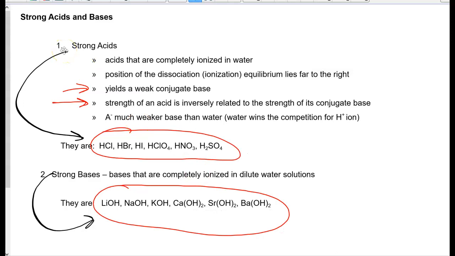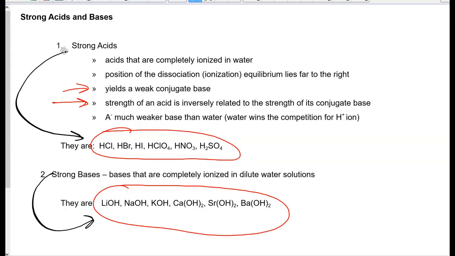Okay, strong acids and strong bases. Strong acids are acids that are completely ionized in water. That means they completely break down to H plus and OH minus concentrations. The position of the dissociation ionization equilibrium lies far to the right. So if you think about a balanced equation, we have the left side and the right side of the arrow. An acid's going to dissociate or ionize far to the right. Okay, that would be the right side of the arrow.